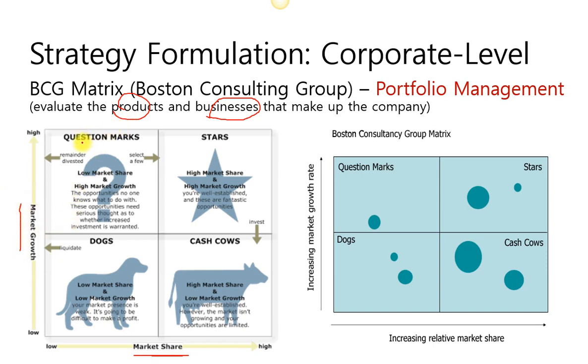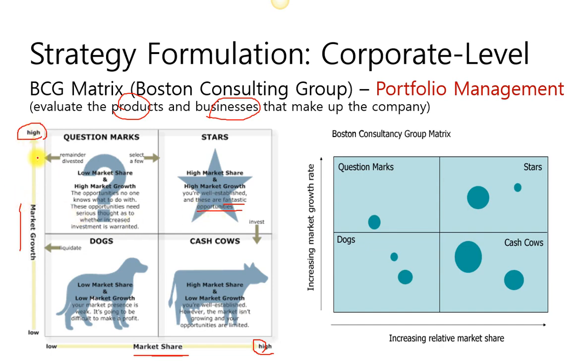Okay, as you can see, it's divided. If the market growth is high and market share is high, then that's what? A star. Star is the best thing. High market share, and it's growing so rapidly. You have a big market share, but it's also growing. Oh wow, that's a star. That's fantastic.